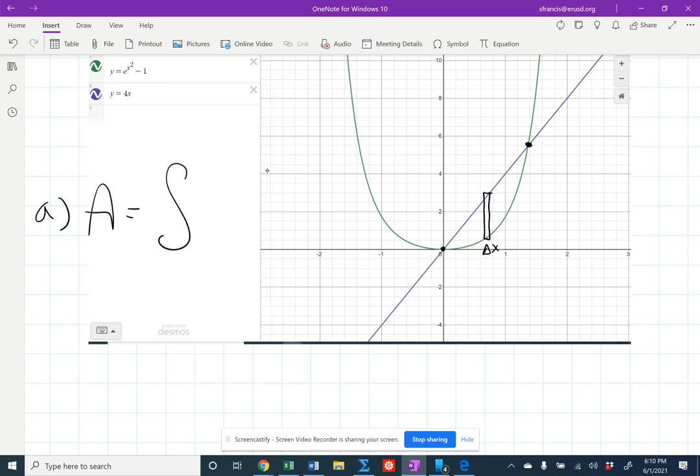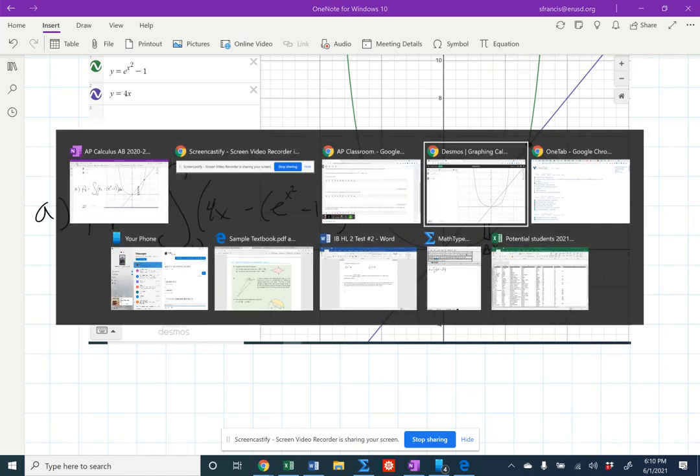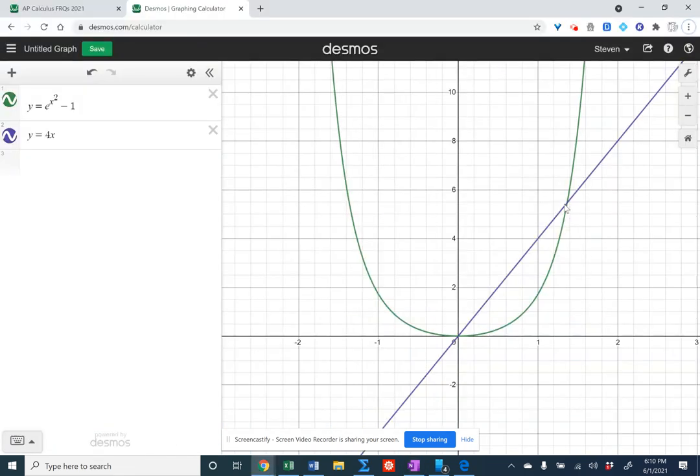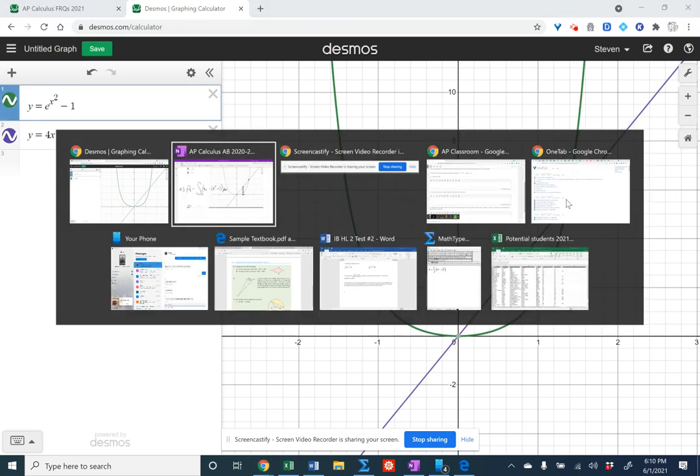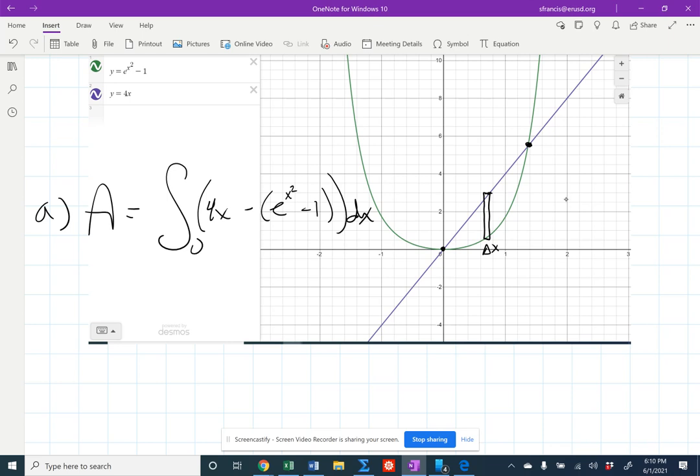So it's going to be the integral from 0 to whatever that point is, and then in the integrand, it's the top function, which is the line, 4x, minus the bottom function, and make sure you use parentheses here, all with respect to x. Again, we're just going to find that upper coordinate there. Now, in Desmos it's easy, but you're supposed to be using your calculator. We showed you how to do this. It's 1.366.